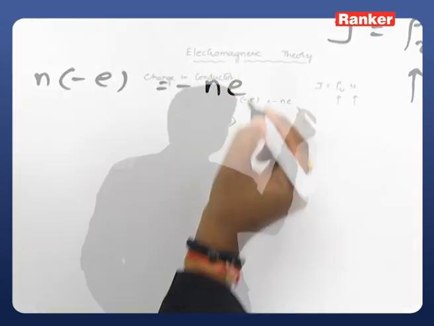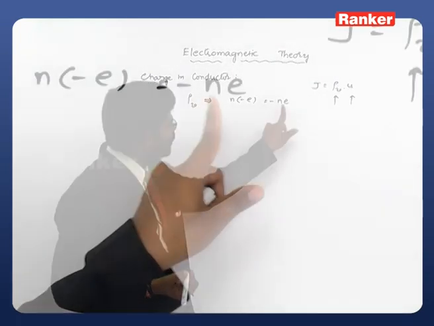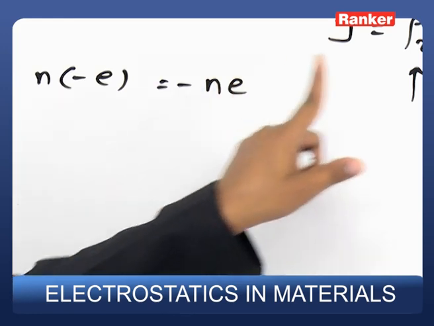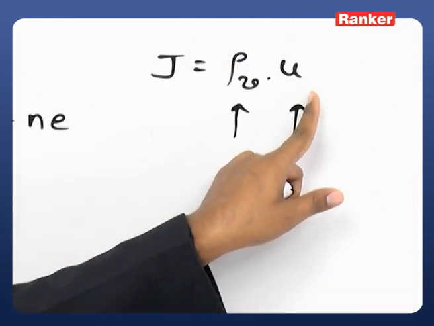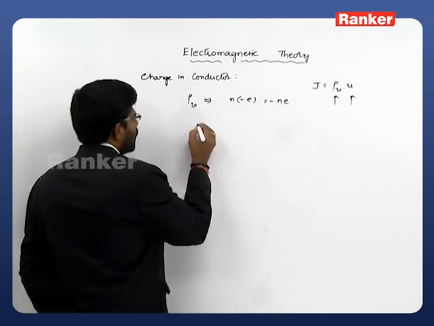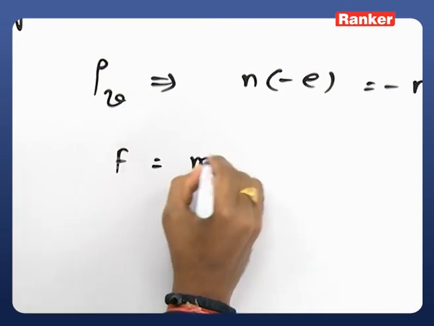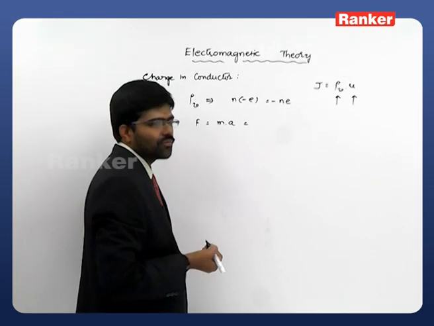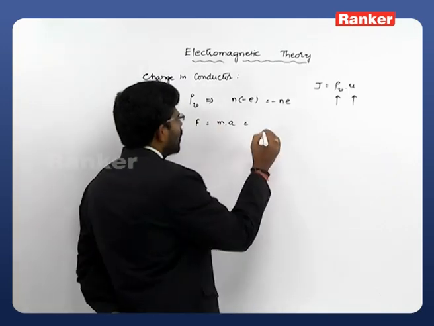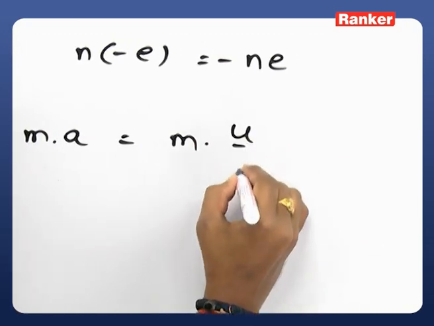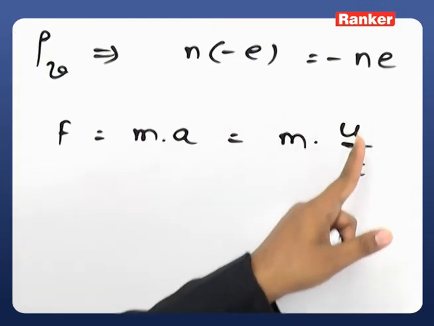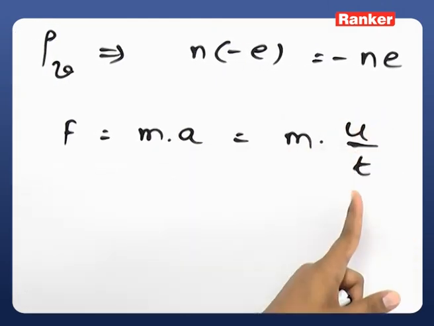That's a very simple one: just the number of electrons multiplied with its charge. The charge is taken as negative because it is an electron. And we have to replace our velocity. To calculate that velocity, let us consider the force exerted on the charge in the conductor. We know the force can be written as mass into acceleration, where m is the mass of our electron. Acceleration is velocity by time, so force is equal to m into u by t.